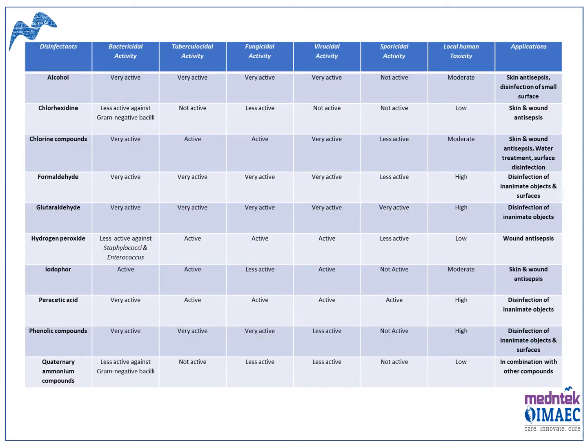Now we are looking at a chart of various chemicals that are present, their categorization, their efficacy, local human toxicity, and application. First, we categorize these disinfectants into alcohol, chlorhexidine, chlorine compounds, formaldehyde, glutaraldehyde, hydrogen peroxide, iodophors, peracetic acid, phenolic compounds, and quaternary ammonium compounds. Starting with alcohol, I will explain this chemical group.